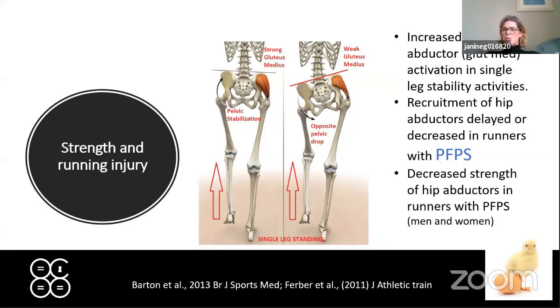What is particularly interesting is that we then go and look at other studies. We've found that there is increased hip abductor or glute med activity when we look at activities that involve single leg stability. And the recruitment of hip abductors were found to be delayed or decreased in runners. So when they did the EMG studies, what they'd seen biomechanically was actually confirmed when they went and looked at the recruitment of the hip abductors. And they have found in doing testing of both men and women with patellofemoral pain that they have found decreased strength of the hip abductors. So here you find that your biomechanics actually speak very nicely to the clinical findings in this group.